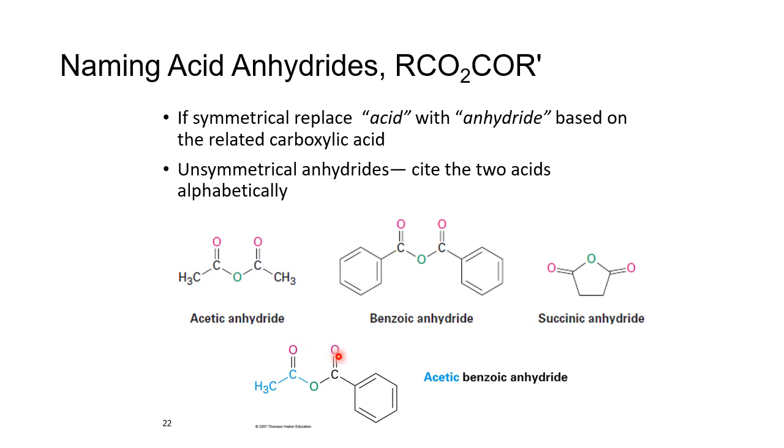So it's an acetic and benzoic. So we have acetic benzoic. Instead of the word acid, we will use anhydride. So very simple, the naming of those carboxylic acid compound derivatives, which are acid anhydrides.